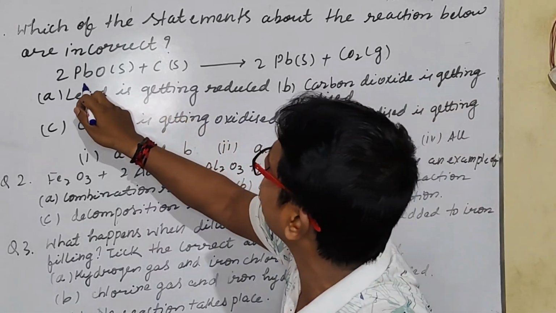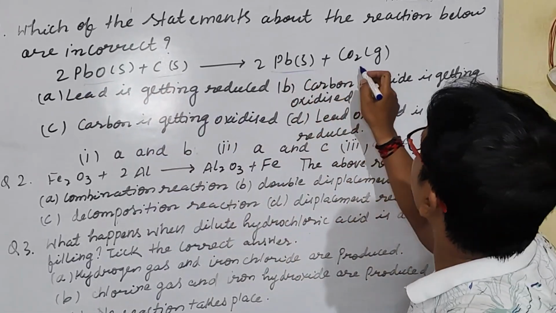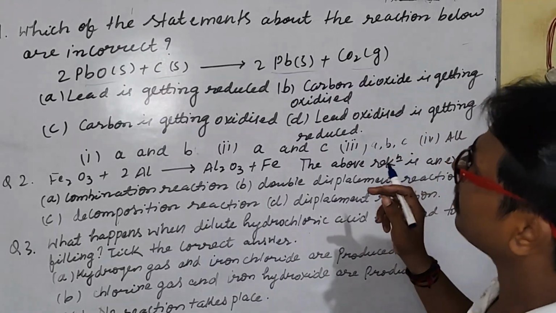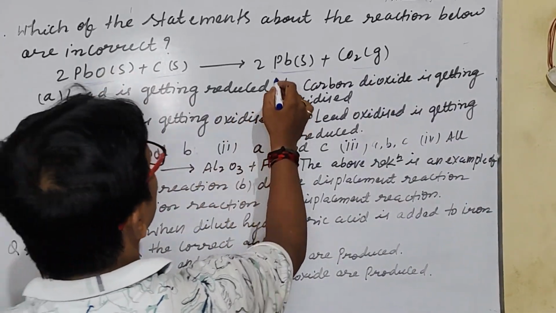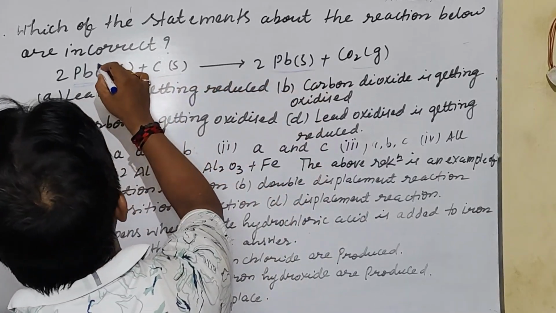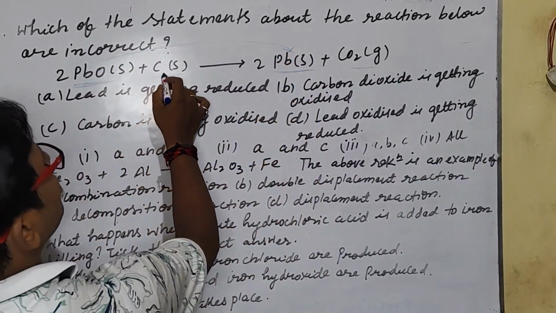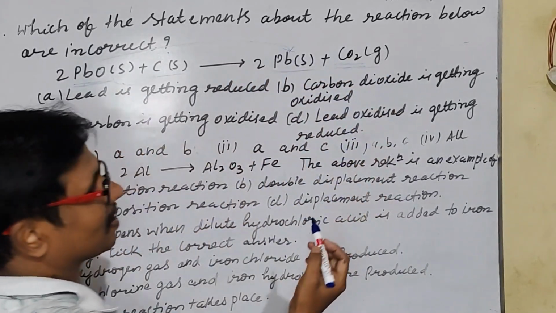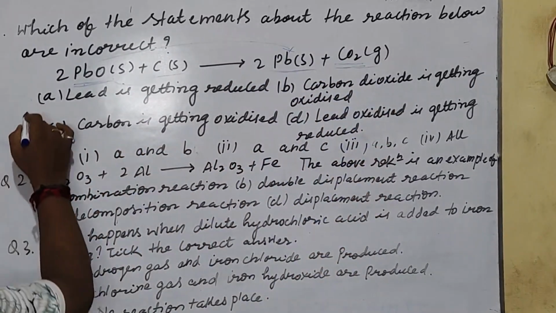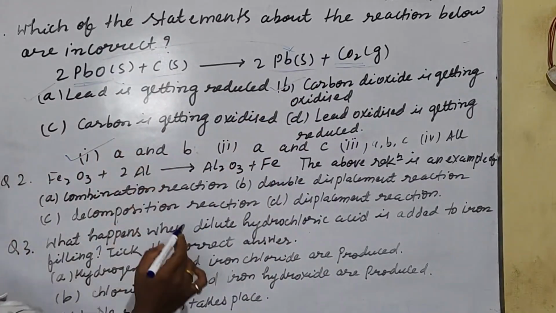That is 2PbO plus carbon gives 2Pb plus carbon dioxide. So here lead is getting reduced, and it is converted into lead. And next, the carbon is getting oxidized with oxygen, and that becomes carbon dioxide. So the answer is 1A and B, that is the answer.